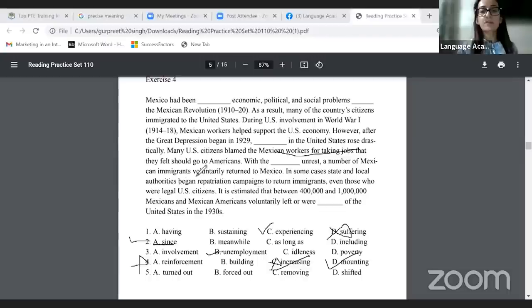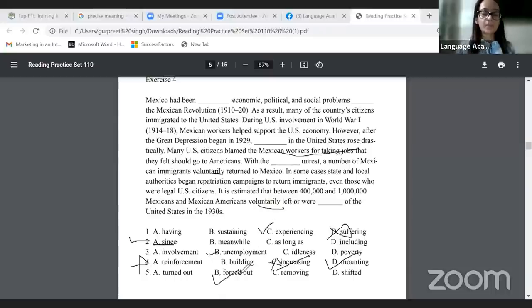So a number of people, they voluntarily moved. Voluntarily means with their own wish, they went back. In some cases, state and local authorities began repatriation campaigns to return immigrants, even those who were legal US citizens. It is estimated that between 4 lakh to 10 lakh Mexican Americans voluntarily left or were dash of the United States. So or means the option. Either they went voluntarily or they were forced out.